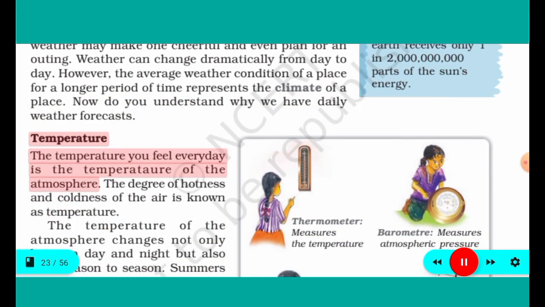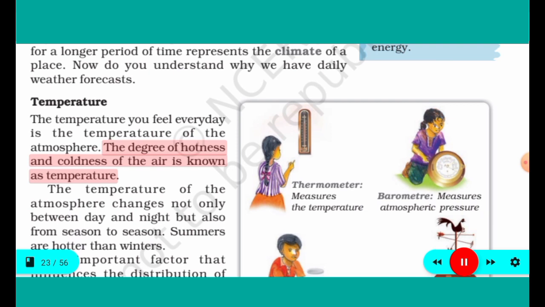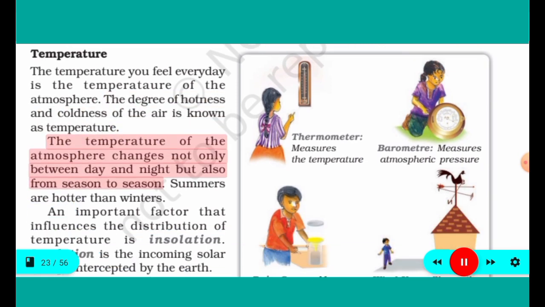Temperature. The temperature you feel every day is the temperature of the atmosphere. The degree of hotness and coldness of the air is known as temperature. The temperature of the atmosphere changes not only between day and night, but also from season to season.